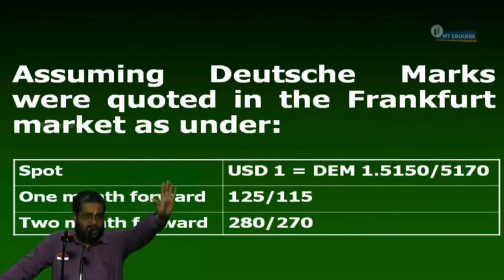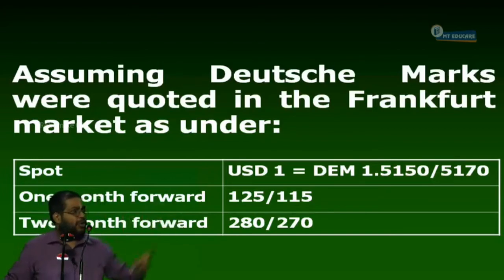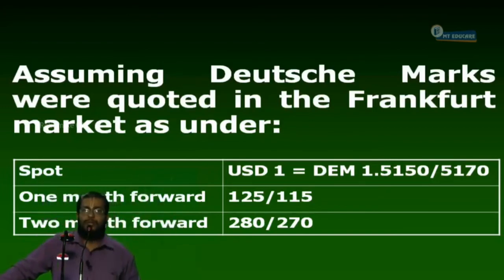In the Frankfurt market, this is just to test you. Tell me, is this quote given as a direct or indirect quote? In Frankfurt, in Germany, is the dollar a foreign currency or a local currency? A foreign currency. The local currency is the Deutsche Mark. So they have given 1 unit of foreign currency, so many units of what? Local currency.